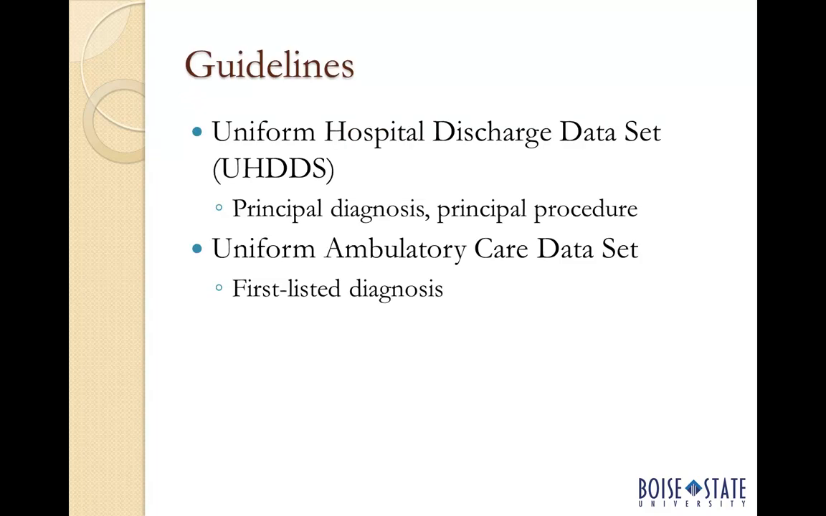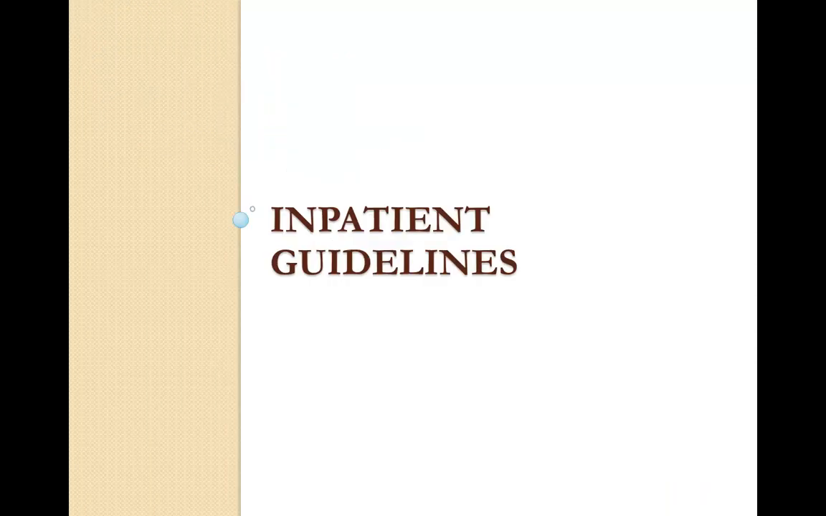Our guidelines reference the Uniform Hospital Discharge Data Set and the Uniform Ambulatory Care Data Set. These are both uniform data sets that are used. We have uniform definitions so that we can compare data across facilities. The UHDDS has the principal diagnosis and principal procedure, and then the UACDS has the first listed diagnosis. So we're going to talk about all of these definitions. First we'll look at inpatient guidelines.